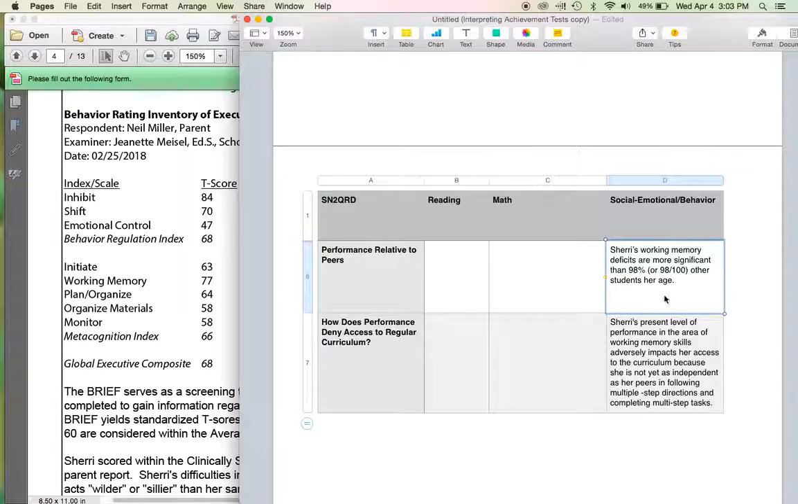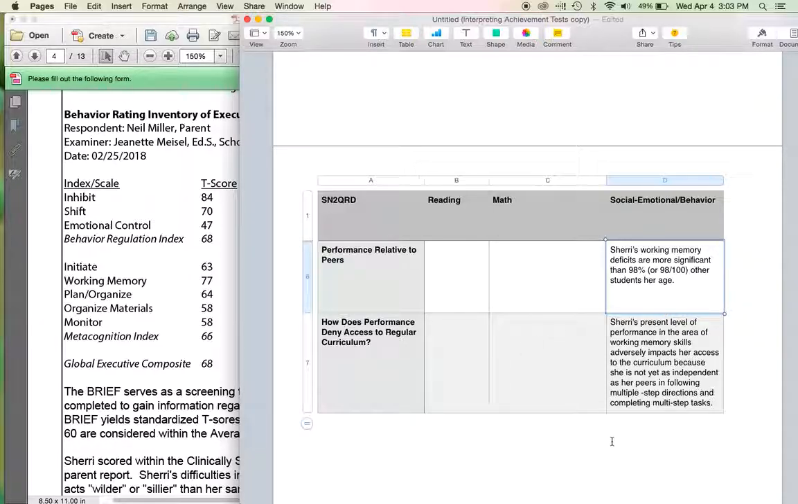So one of the things that you can talk about for the R acronym, or the performance relative to peers, would be their percentile rank. And here's just an example. I talked about her working memory deficits being more significant than 98% of other students her age, or 98 out of 100 students. You could also talk about what a student that age or that grade level is expected to do or achieve, and then talk about this child's performance in relation to that expectation. So you can go about it either way.